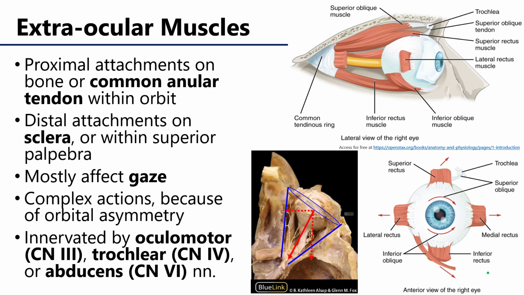Most of the extraocular muscles are going to affect movement of the eye itself, and an efficient way of describing this is gaze, or the direction of vision. A lot of these muscles have very straightforward actions based on how they're arranged, but when you actually get into the details of how they work, their actions then appear to be much more complex.